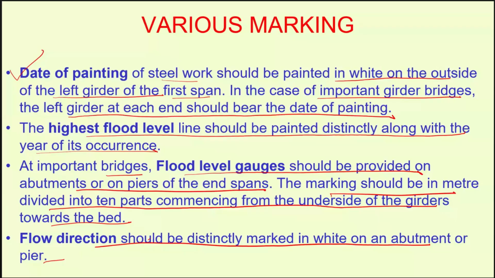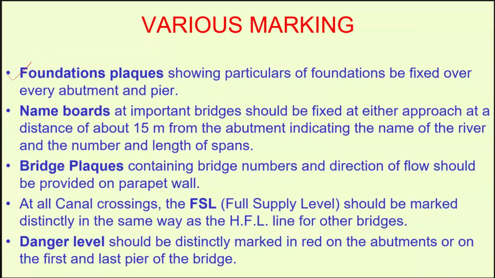Foundation plaques show the particulars of the foundation and are to be fixed over every abutment and pier, so that you know the depth of the foundation, the founding level, the soil strata. So many things will be given here. It has to be made religiously. This will also give you a clue whether it can be covered during high flood, or whether it can have a tilting problem, or anything you can estimate in the beginning, and then you will get alerted. Name boards at important bridges should be fixed at either approach at a distance of about 15 meters from the abutment, indicating the name of the river and the number and length of the span. Preliminary information: a bridge plaque containing the bridge number and the direction of flow should be provided with the parapet wall.